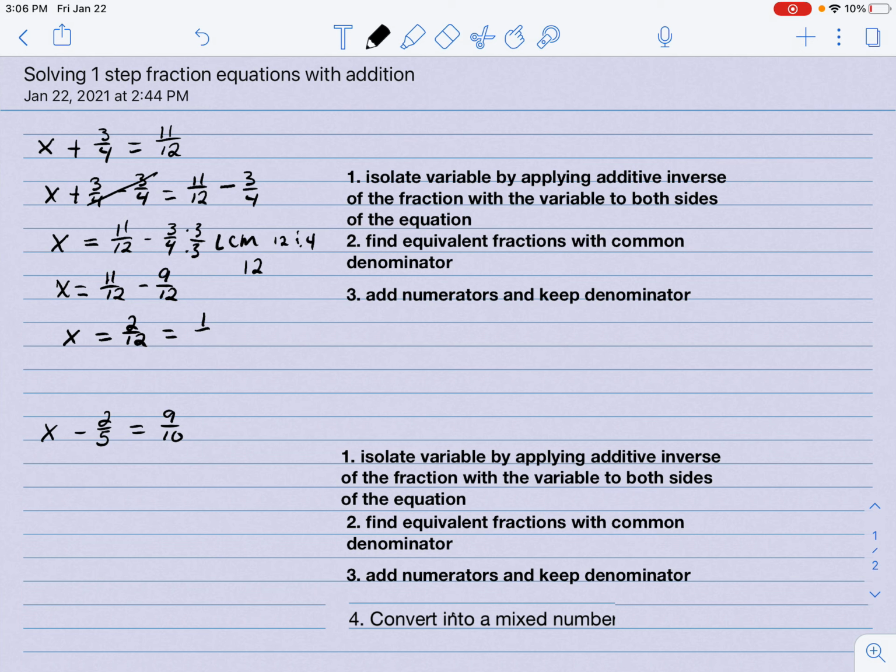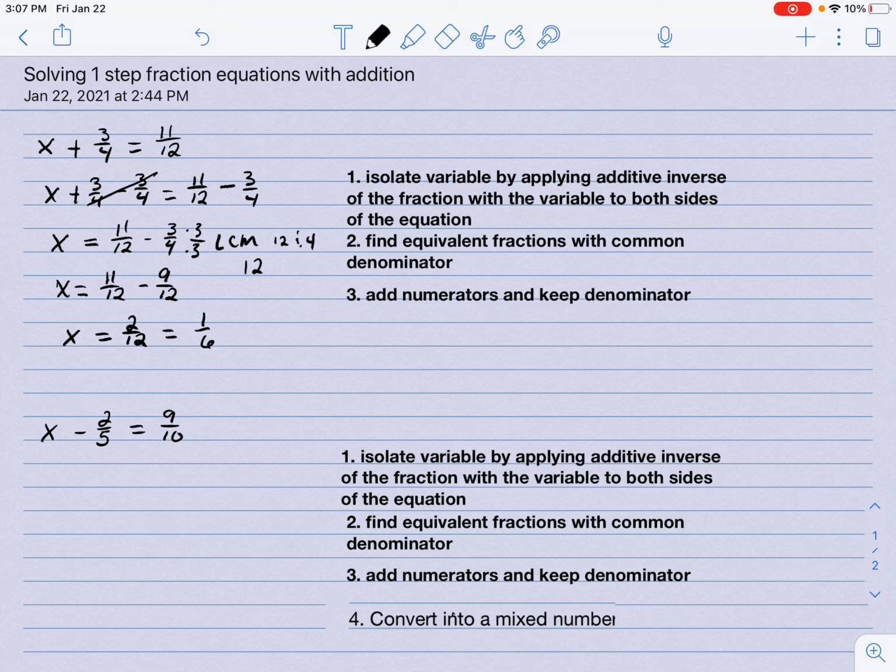Okay, so that's all we're doing. We apply the additive inverse of the fraction, which is just the opposite of the fraction, to both sides. We isolate the x, then we just add our fractions. But before we add our fractions, we need a common denominator. Once we have a common denominator, we can add or subtract the numerators.